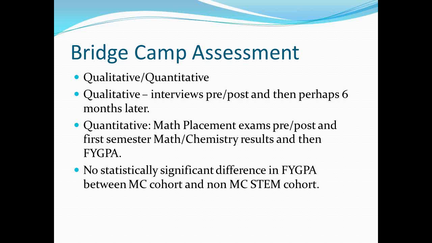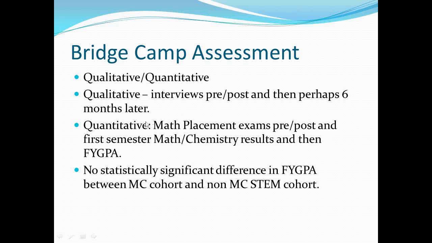On the quantitative side, our students take a math placement exam before they start their fall semester, which determines which math course the students will go into, whether it's pre-calc, calc, or calc 2 or something like that. So we ask the students to do that before the bridge camp, and then we ask them to do that again after the bridge camp. And then really the main thing is the first semester GPA and then the first year GPA.